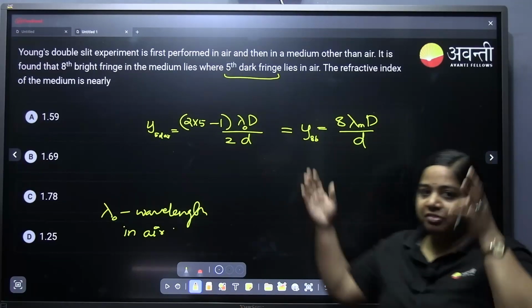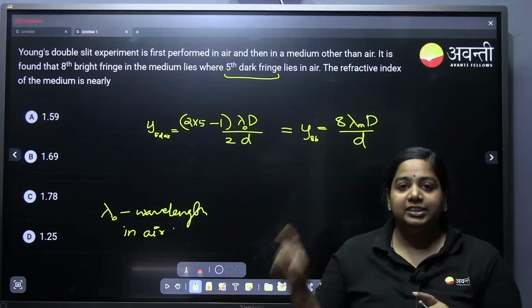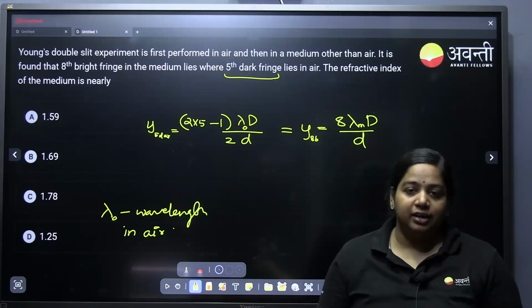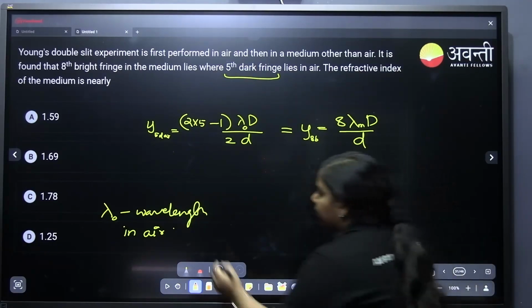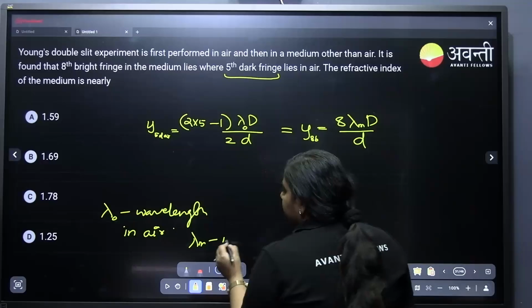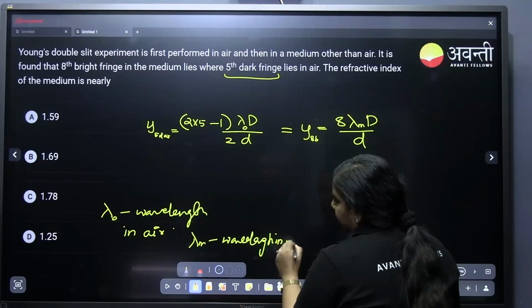So when we are shifting the experiment from one medium to another medium, we are not changing the slit width or the screen distance. Nothing else we are changing. Only lambda will be changed. Lambda m is the wavelength in the medium.